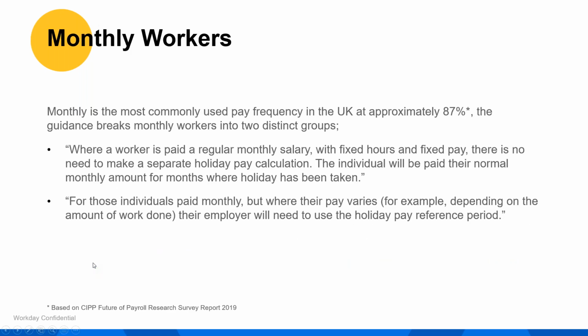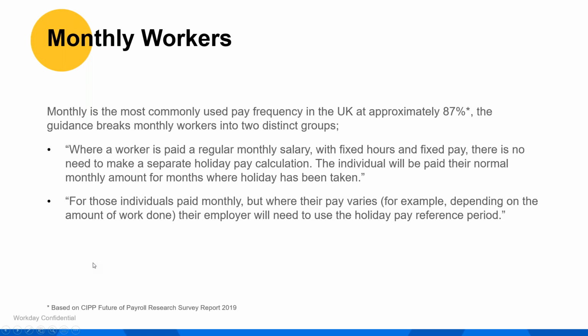So monthly workers. This is kind of like the big elephant in the room, really. So monthly is the most commonly used pay frequency in the UK at approximately 87%. The guidance attempts to break down the monthly workers into two distinct groups to try and tackle this. So where a worker is paid a regular monthly salary with fixed hours, fixed pay, there is no need to make a separate holiday pay calculation. The individual will be paid their normal monthly amount for months where holiday has been taken. And maybe that's like many of us on this call. You know, if we go on holiday, our company doesn't reduce our salary, it doesn't pay us under a separate holiday pay earning, we just basically get our salary.